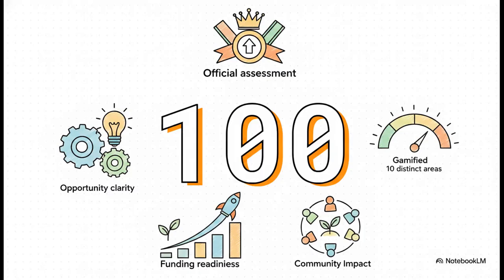And it all culminates right here, the number 100. The official assessment scorecard evaluates all the components we just walked through across 10 distinct areas, basically gamifying your entire submission out of a perfect score of 100 points. Everything from your opportunity clarity and business model all the way to your growth potential and community impact is weighted to determine your certification and your funding readiness.